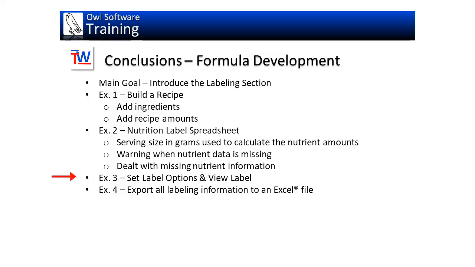In the third exercise, we accessed TechWizard's copy of the reference amounts customarily consumed table, obtained from the U.S. Code of Federal Regulations. Next, we set label options that included some voluntary nutrients. We viewed the nutrition facts panel for our formula. Then, we learned how to export all labeling information for a formula to an Excel file. To this file, we added a copy of the standard nutrition facts panel and saved it.